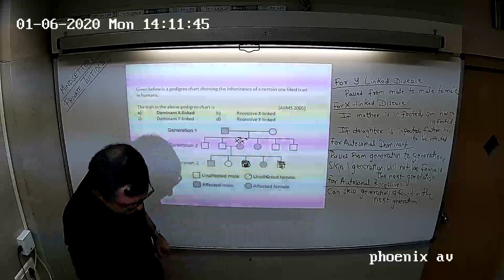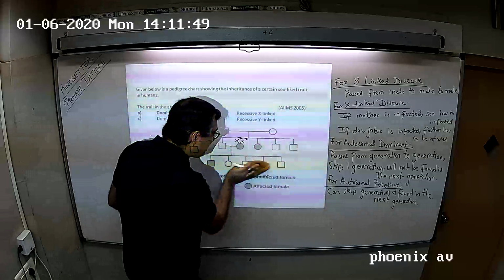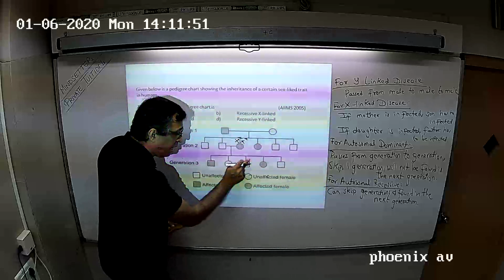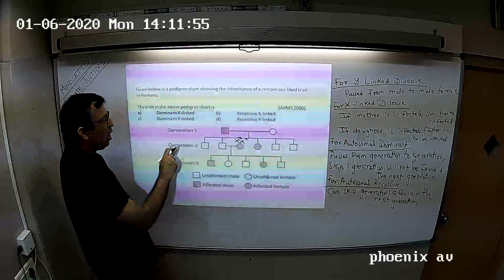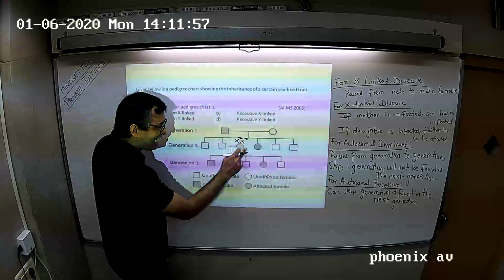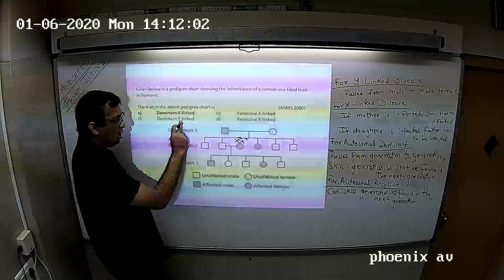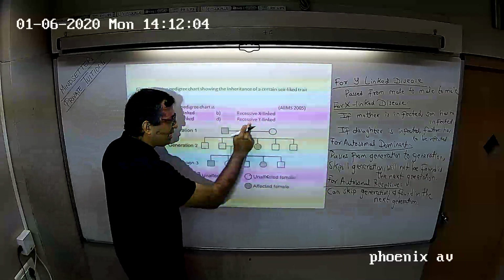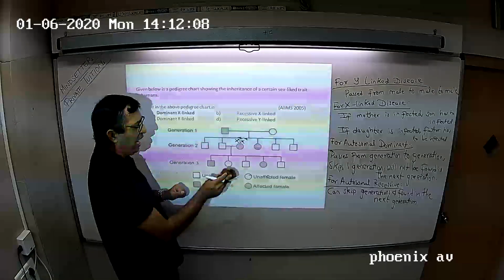But we have shown here that the mother is diseased and the sons are normal. Sons are normal. So this is not a recessive X-linked. It is not dominant Y-linked. It is not recessive Y-linked. It is not recessive X-linked. Rather, which is this disease?